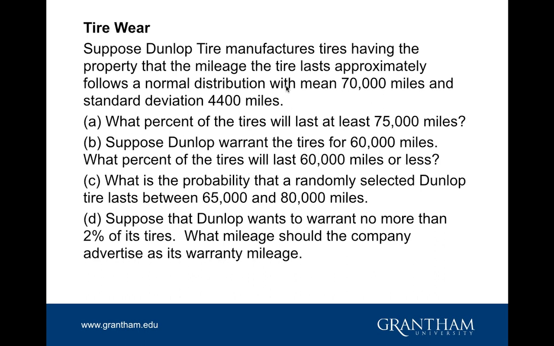In fact, the mean is not equal to 0 and the standard deviation is not equal to 1. So how do we find the solution to the problems listed here? The first problem: what percent of the tires will last at least 75,000 miles? Suppose Dunlop warranties the tires for 60,000 miles. What percent of the tires will last 60,000 miles or less? What's the probability that it's between 65,000 and 80,000? And finally, if they want to give warranties to no more than 2% of their tires, what should the mileage be? This is an inverse problem, letter D. So let's work through these problems.